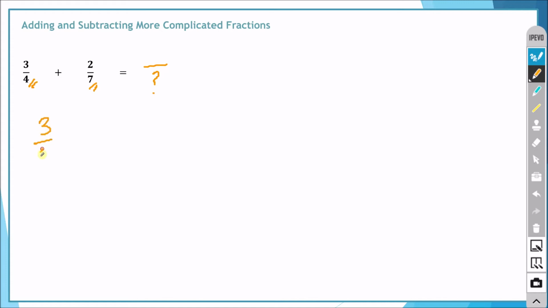So one thing you will notice about this question is, unlike the previous two, there's no number that we can multiply 7 by to get 4, and there's no number that we can multiply 4 by to get 7. Well, not a whole number anyway. So what's a way to work out this problem?